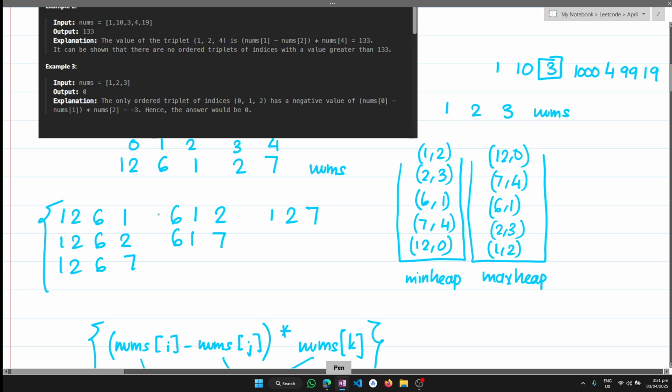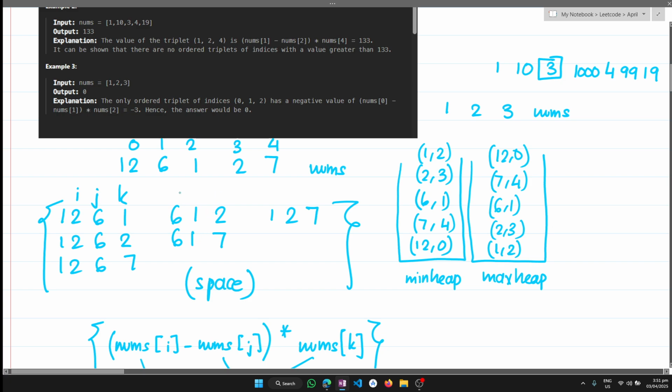Sorry, 12 6 1. Yeah, so you iterate over the complete space, and then you find out what's the best result for you. This is i, this is j, this is k. You calculate what is 12 minus 6 multiplied by 1, you calculate what is 6 minus 1 multiplied by 2, and ultimately find where you're going to get the best answer.